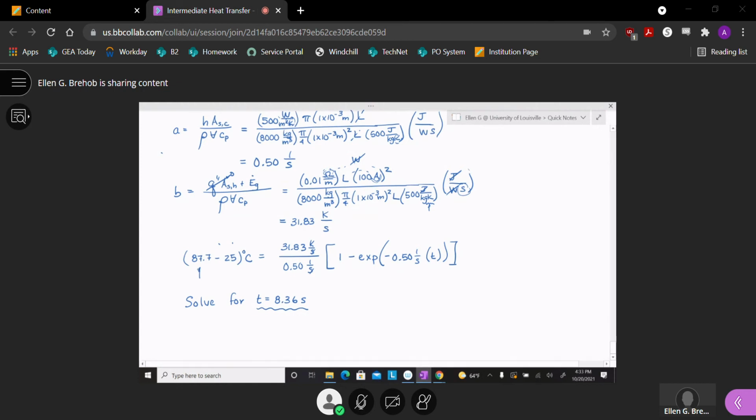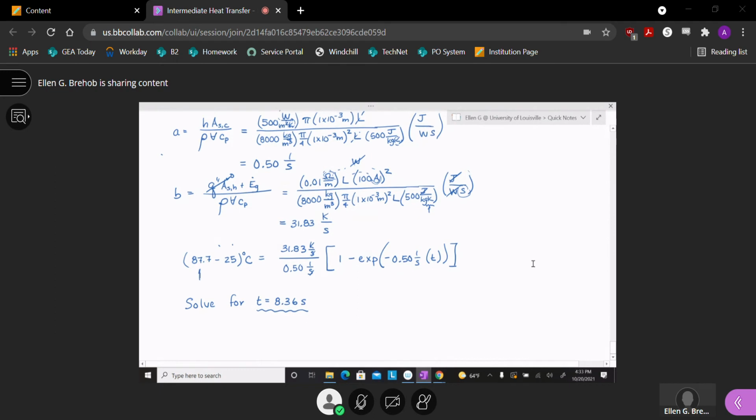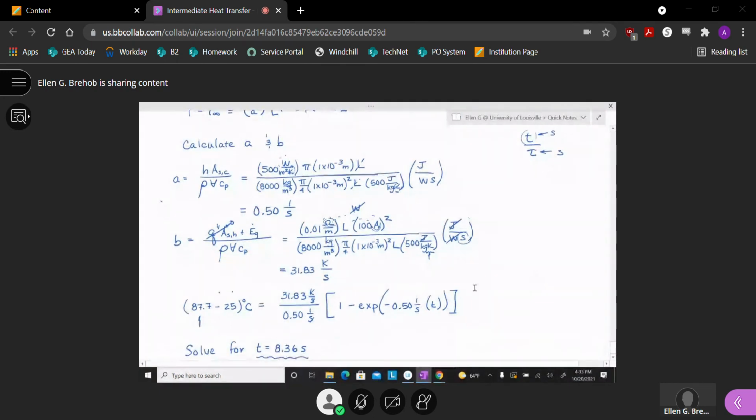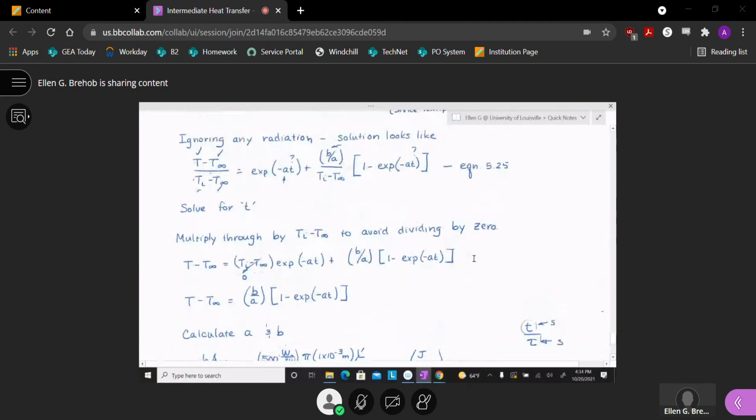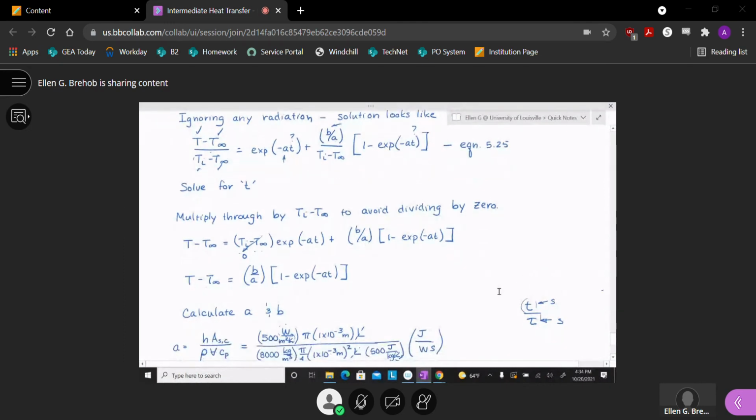Okay, so that was an example of using that solution. I think it's kind of unusual that we had the divide by zero problem. I'll try and find another one for you to test this equation out. It feels pretty all-purpose. Besides ignoring radiation, we can do lots of other things with this solution.